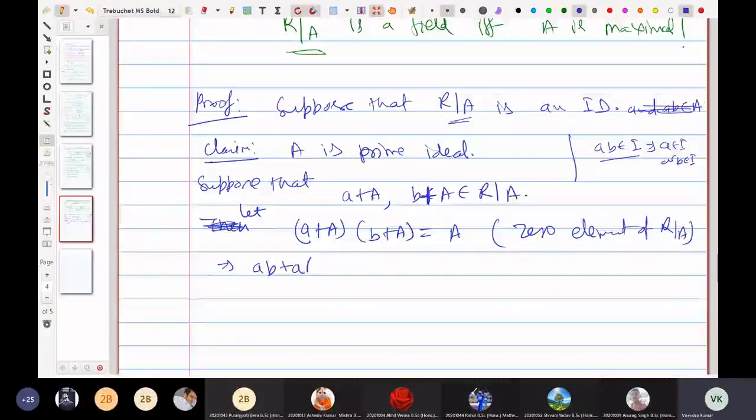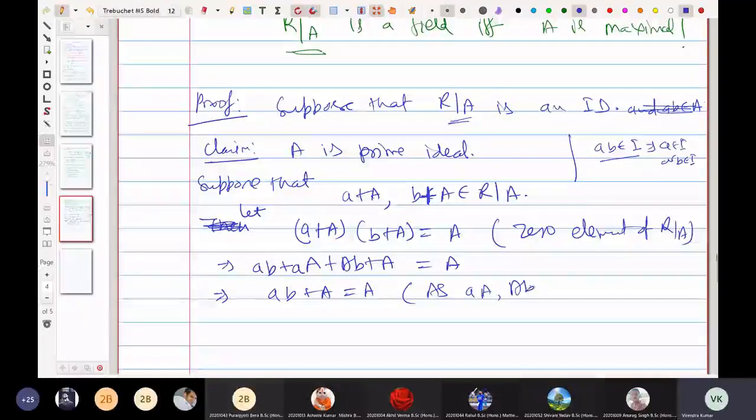A is given as an ideal, but we don't know whether it is a prime ideal. So ab + A equals A. This implies that ab + A equals A, as A and ab belong to A. Why? Because A is an ideal.